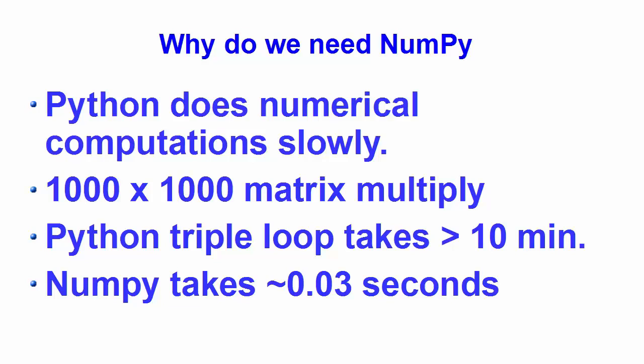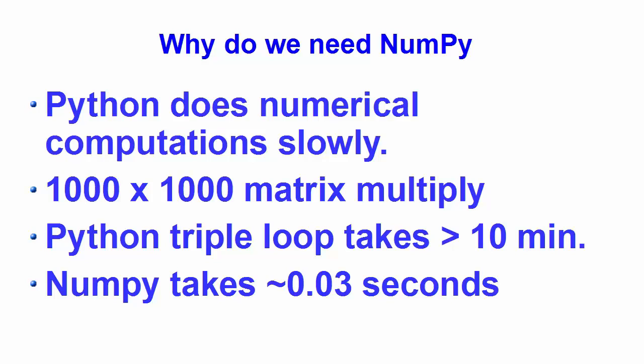Whenever you want to do matrix computation, for example, you have a matrix of 1000 by 1000 and you want to multiply this matrix, then a Python triple loop takes more than 10 minutes in comparison to NumPy, which only takes around 0.3 seconds. So whenever you want to do matrix computation or n-dimensional array computation, the NumPy library is more efficient than even the Python standard library, and that's why it is used. So this was a brief introduction about NumPy.